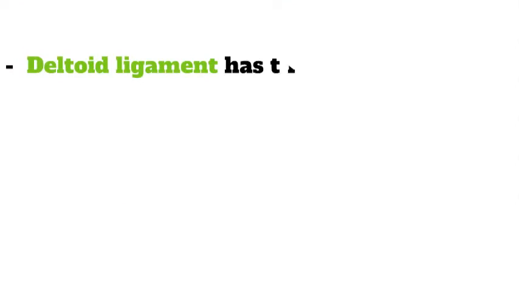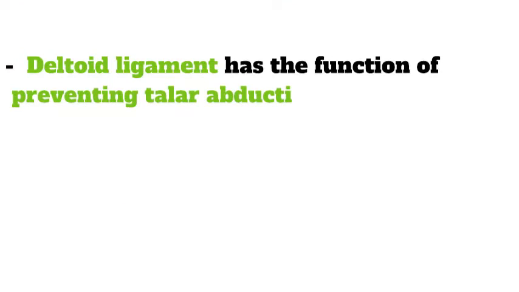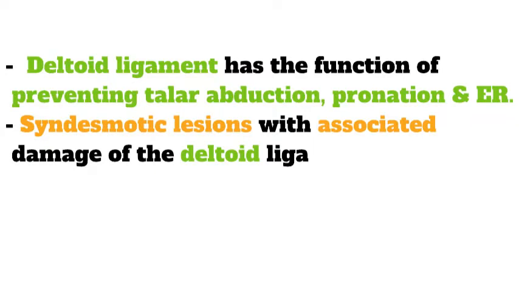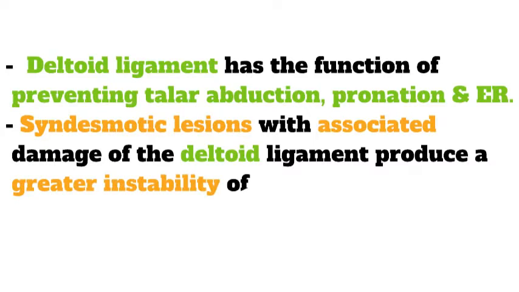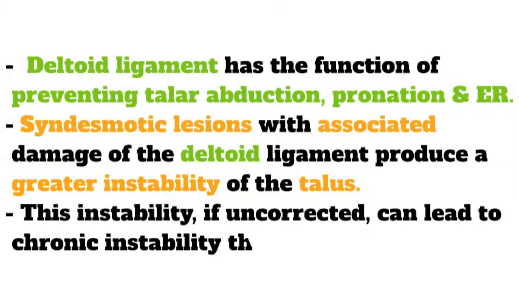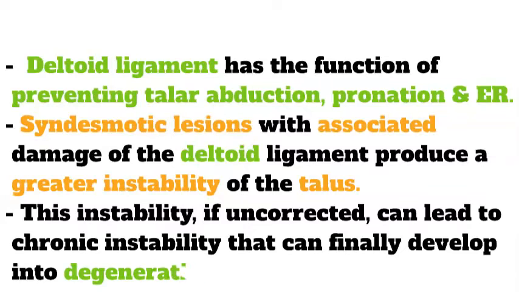The deltoid ligament has the function of preventing talar abduction, pronation, and external rotation. Syndesmotic lesion with associated damage to the deltoid ligament produces a greater instability of the talus. This instability, if uncorrected, can lead to chronic instability that can finally develop into degenerative arthritis.